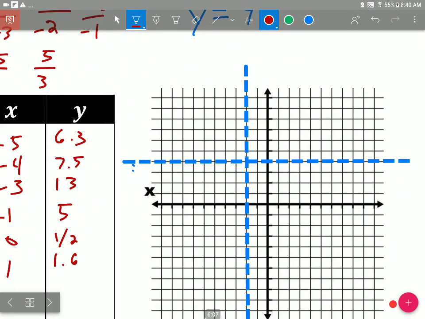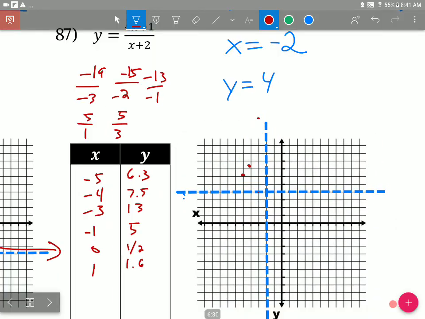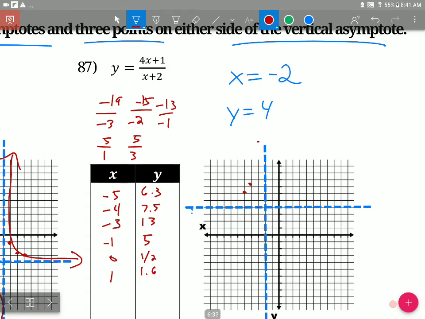All right, negative 5, 6.3. 1, 2, 3, 4, 5, 6.3. 7.5. And then 13, which is like way up here. Negative 1, 5. Yeah, I don't think that negative 1's right. Something's up with that. There you go. Because negative 4 plus 1 is negative 3. So that should be a negative 3. And negative 1 plus 2 is 1. Yeah, that makes more sense.